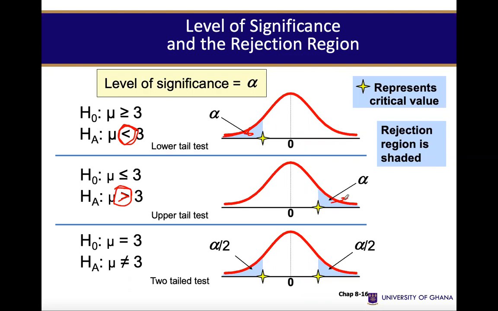And here we divide the alpha, which is the level of significance, into two. One falls to the left of the normal curve and the other falls to the right of the normal curve. Now, practically, these things mean a lot. The lower tail test and the upper tail test is what we generally would term as a one-tailed test. Then the two-tailed test is what we have when we have the non-directional.